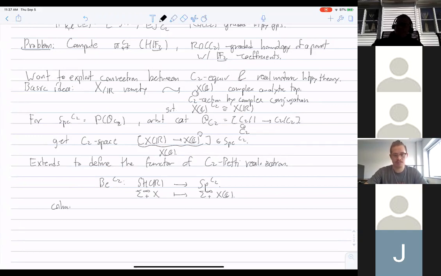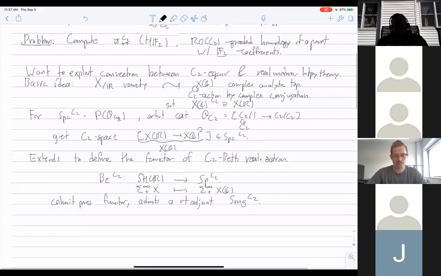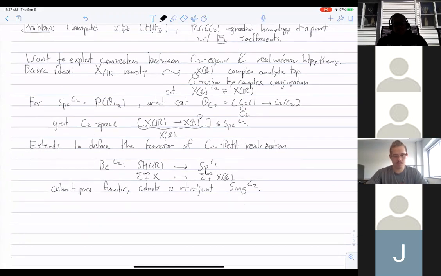So this is a colimit preserving functor, and it admits a right adjoint. And if I need to refer to this, I'll call this right adjoint Sing_{C2}. So why is this functor relevant for calculating the C2 equivariant homotopy of the Eilenberg-MacLane spectrum? Well, you have a result of Heller and Ormsby, which explains the relevance.